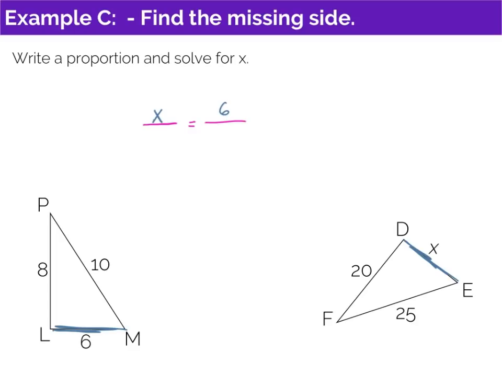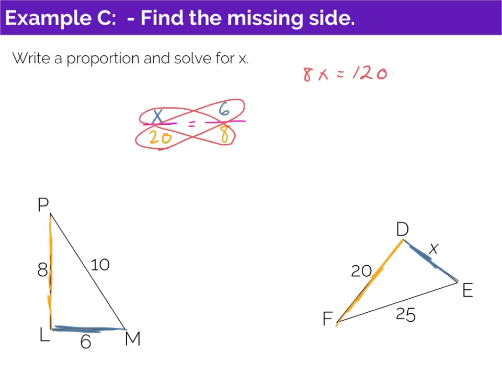So for the triangle that has the x, that's going to be D to F, and that's going to be 20. For the triangle that has from P to L, that's going to be 8. Now that I've set up my proportion, I'm going to solve just like I've solved proportions in the past. So I'm going to cross multiply. 8 times x is 8x. 6 times 20 is 120.